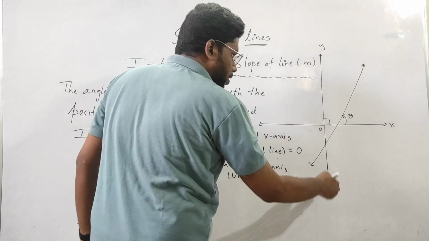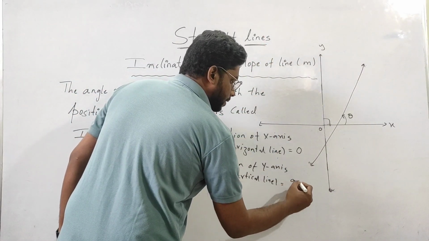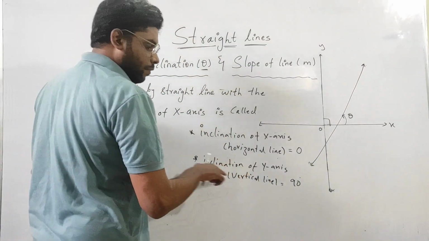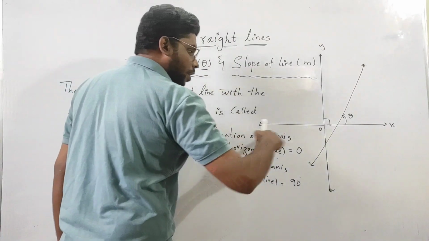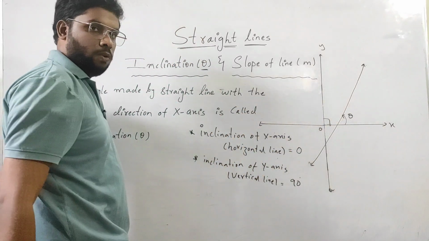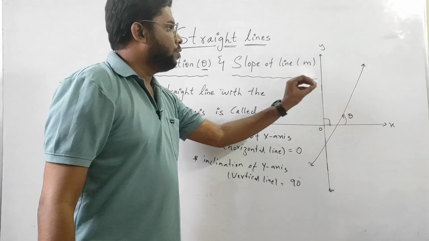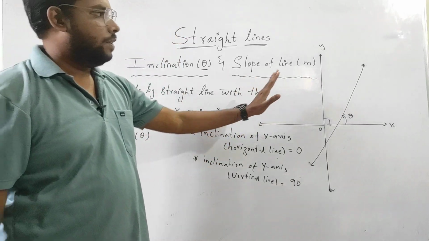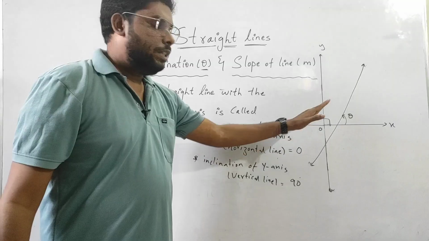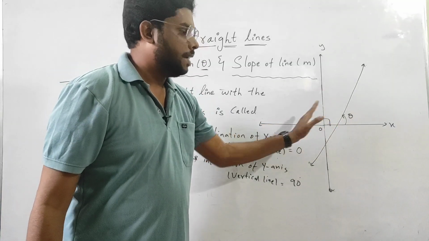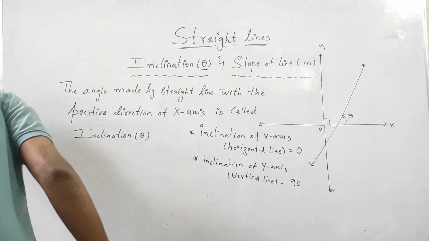As you know, both are mutually perpendicular to each other. So the inclination of the vertical line or y-axis is 90 degrees. Here in the case of the y-axis, theta is 90 degrees, whereas in the case of the horizontal line, theta is 0. I hope you understand this. The inclination is a very easy topic. Inclination of a straight line is nothing but the angle made by the straight line with the positive direction of the x-axis. It is called the inclination of the line. I hope you understand this.